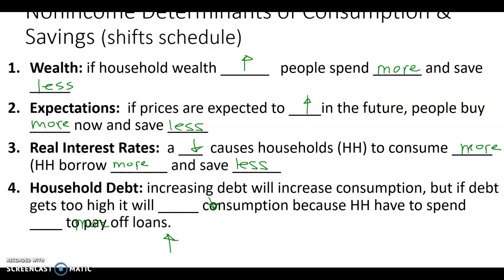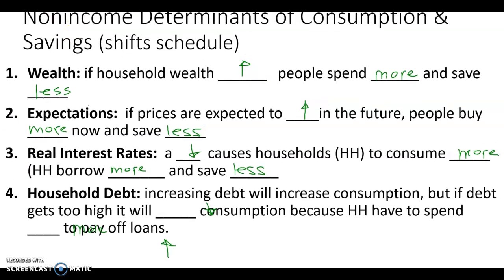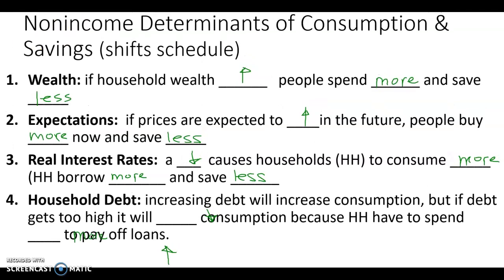So one of the determinants for savings is your wealth. If your wealth goes up, people tend to spend more and save less. Right now, people's wealth is going down. The stock market's low, people are losing jobs, so household wealth is going down. So right now, people are spending less and they're trying to save more. They're trying to put it away. What if this pandemic lasts longer? I may need that money. So right now, wealth is going down. People are spending less and trying to save more for a rainy day.